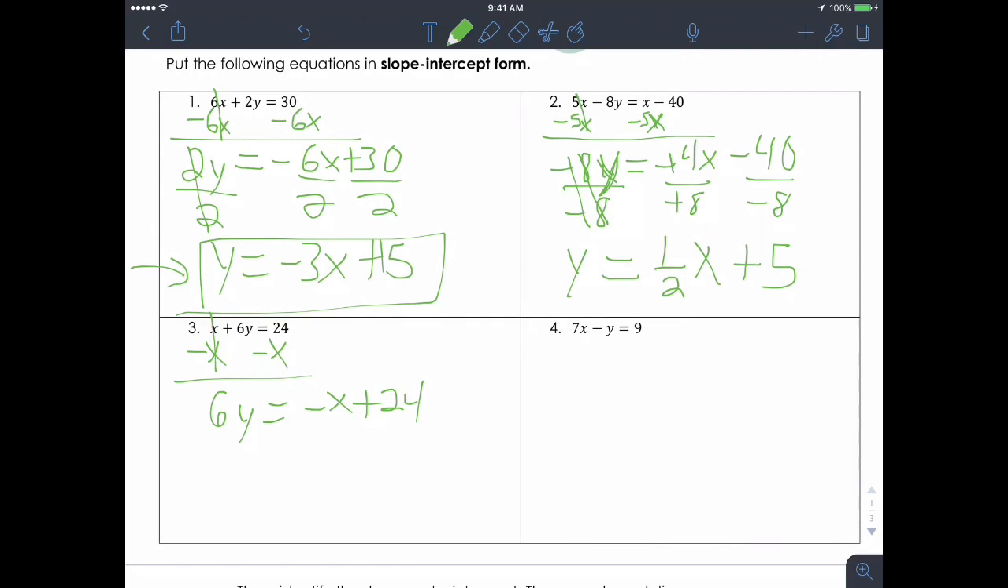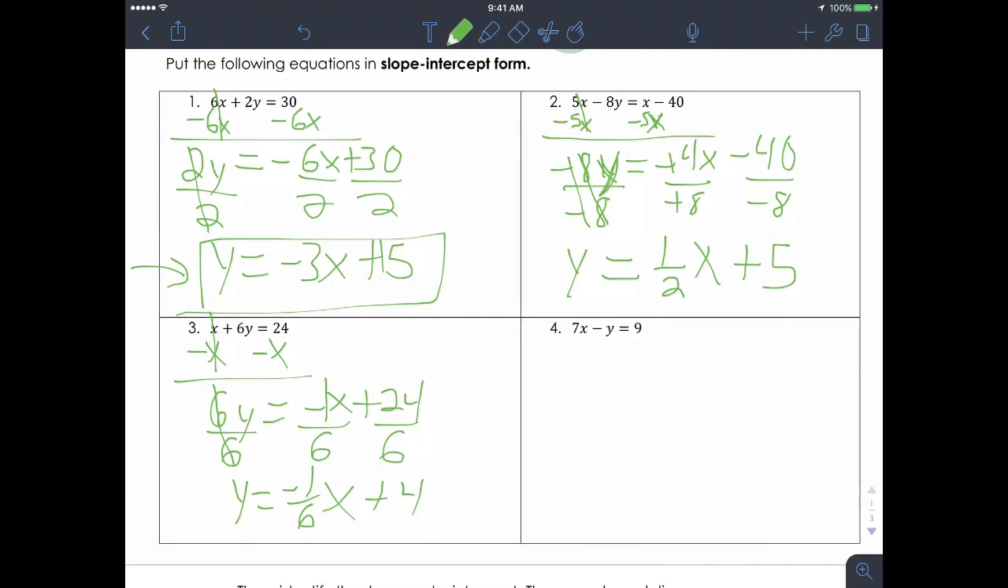Again, they're not like terms, so you just put them like that. We're going to now divide everything by 6. Now over here, these will cancel. You have y equals, now there's an invisible 1 here, so this is going to be negative 1 over 6x, and then 24 divided by 6 is just 4. So that's what we're going to have, all right?